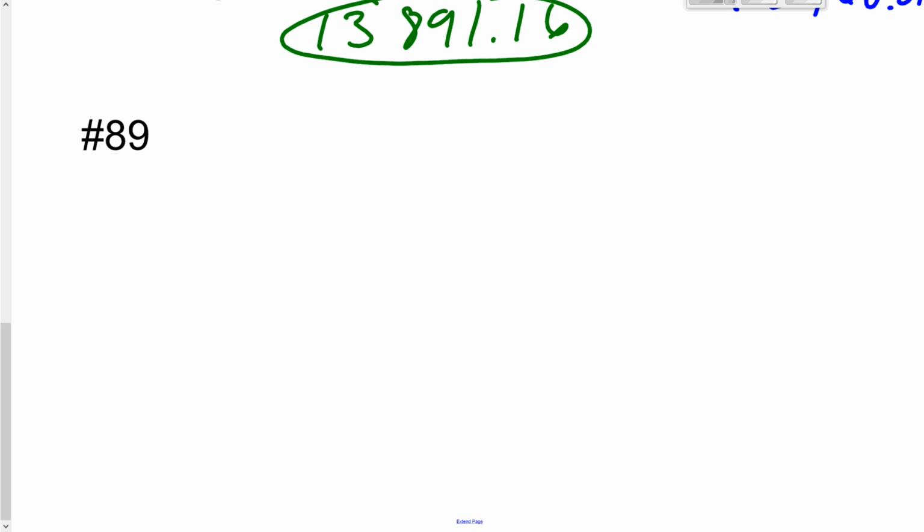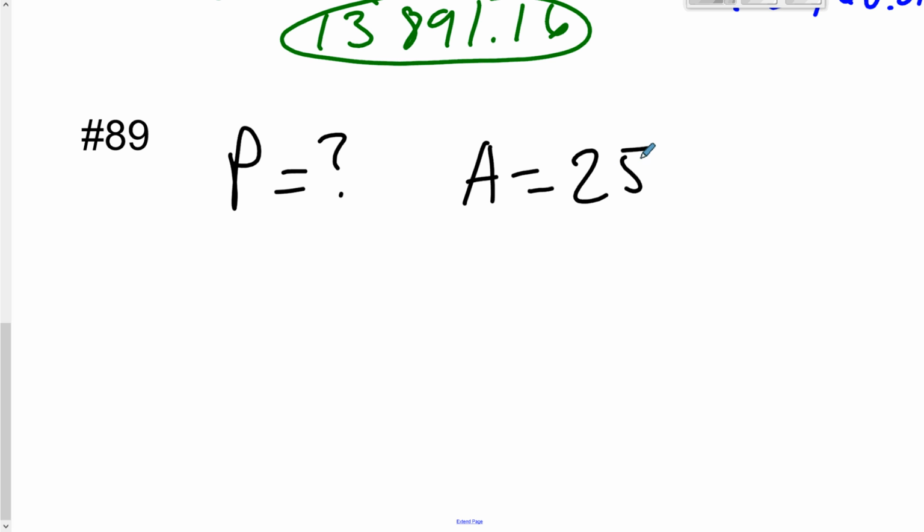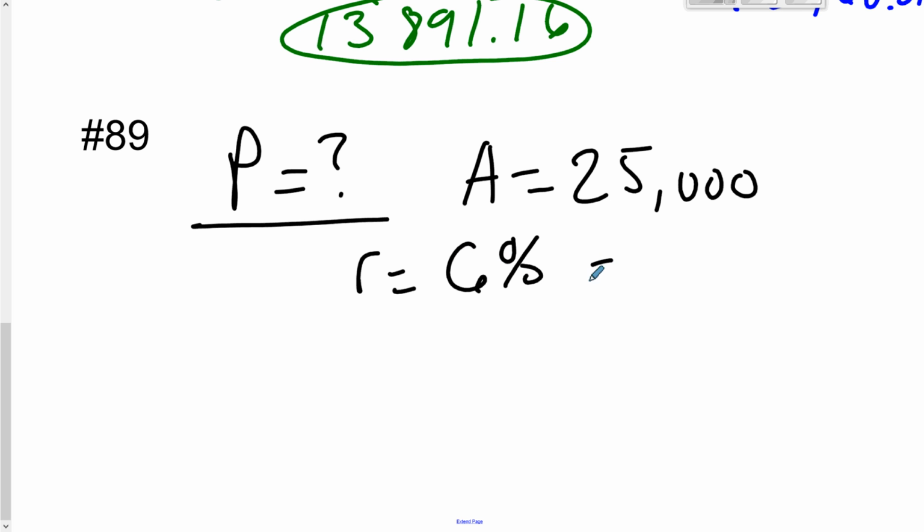Okay, so 89 is saying you want to find the present value. So that means we're after P. Present value is what we put in. So P we do not know, but it gives us how much we want to get out. We want to grow to $25,000. How much do we have to put in? That's what this is asking. If we invest at 6%, so there's our rate, which is 0.06. Make sure you put it as a decimal. And we're going to compound quarterly, so that's talking about this one.